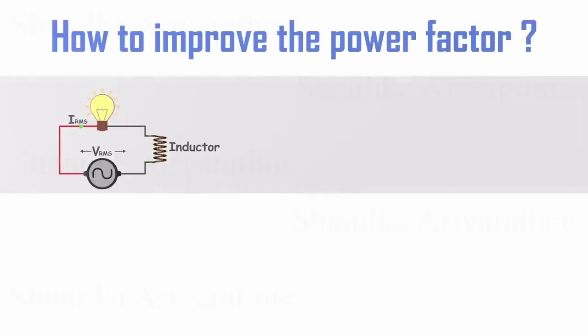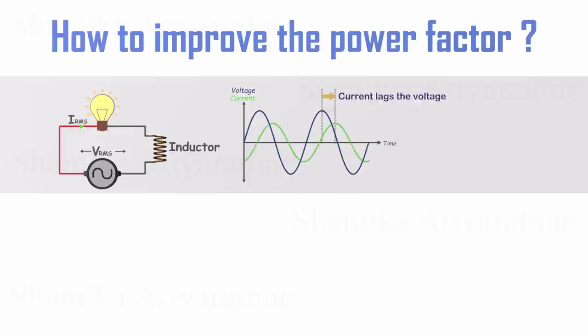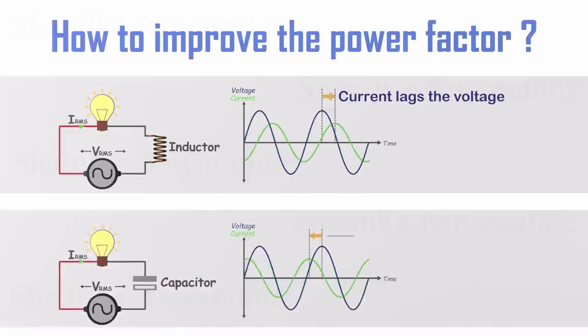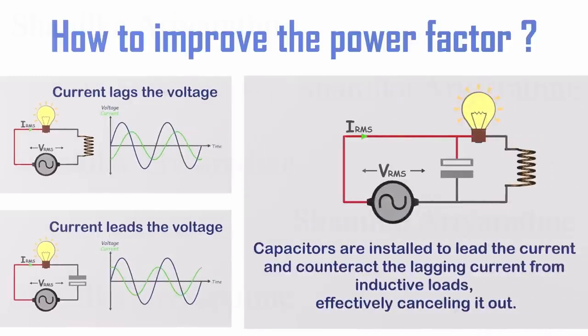How to improve the power factor? As mentioned earlier, inductive loads, such as motors, cause current lag. However, capacitors behave oppositely to inductors. They lead the current. To counteract the effect of inductors, we can install capacitors that lead the reactive power, thus offsetting the lagging reactive power from inductive loads. This effectively cancels out the lagging power and improves the overall power factor. Capacitor banks are relatively inexpensive and require minimal maintenance.